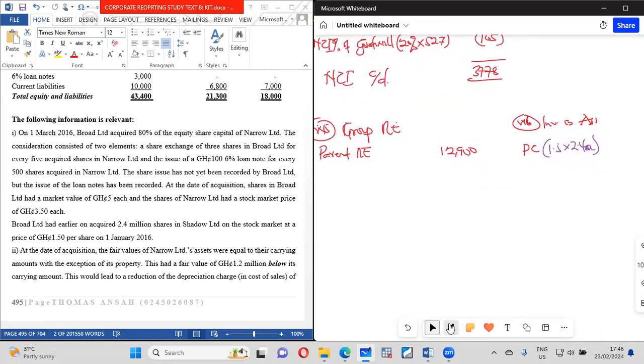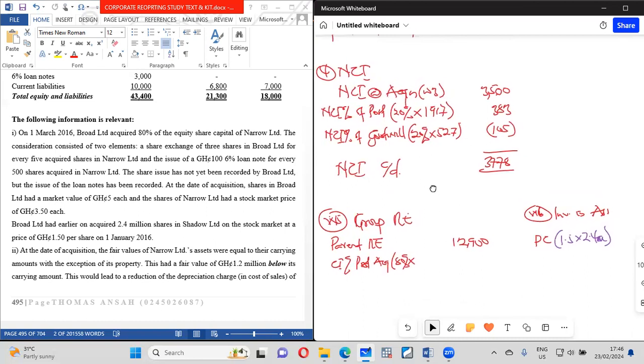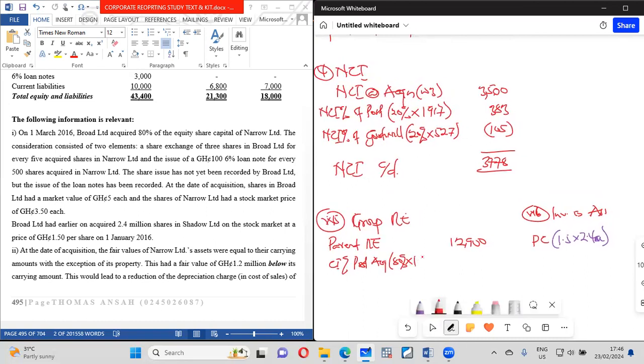Then the next thing is the CI share, right? CI share of post-acquisition profit, which is 80%. And how much was that when we were sharing it here? 1917, right? And so 80% of the 1917, we have 1534. All right, so that is that.